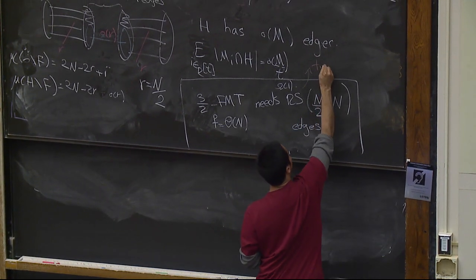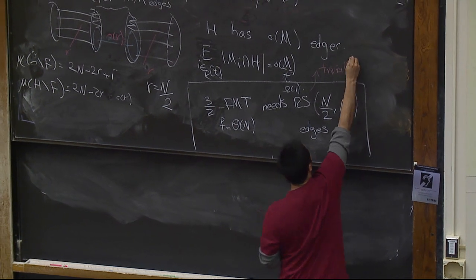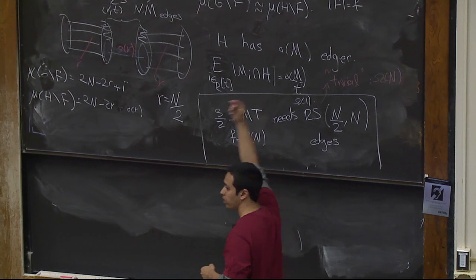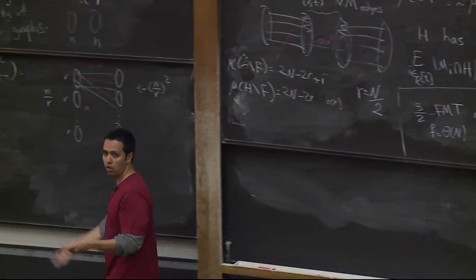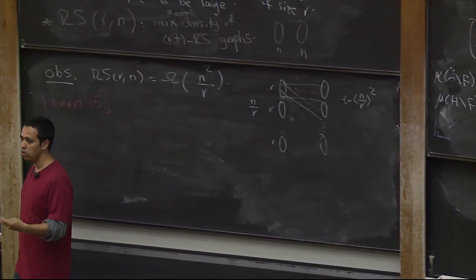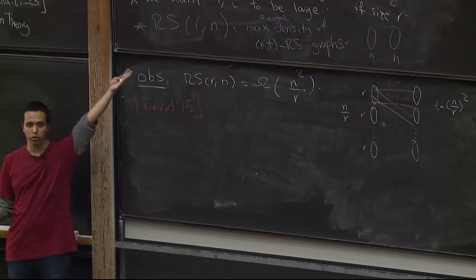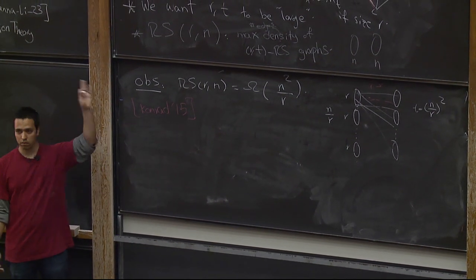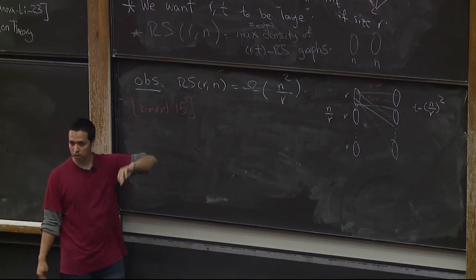Trivial bound. It will tell me I need omega n edges. So what? It means nothing to me, no? Because of course I need omega n. I'm deleting omega n edges from the graph. This is completely useless, okay?